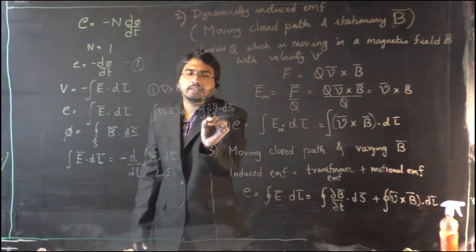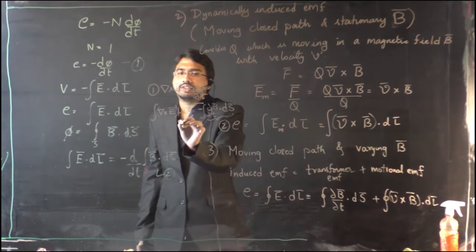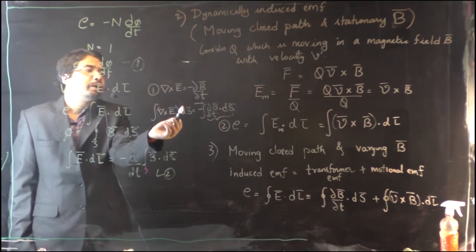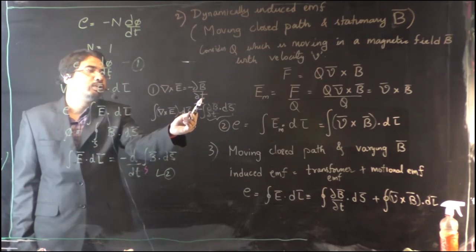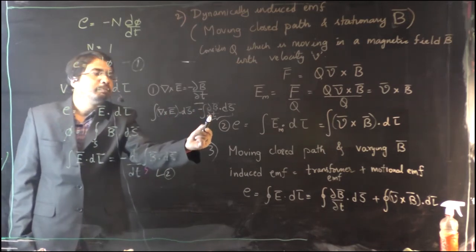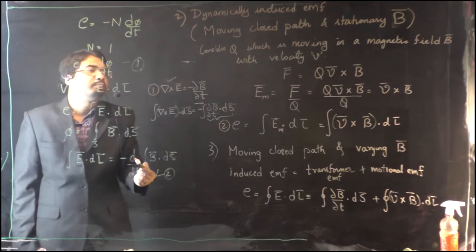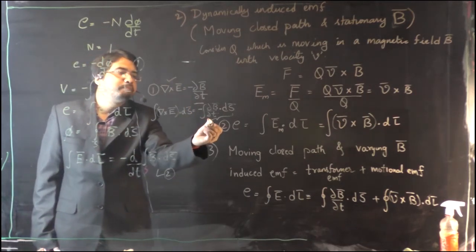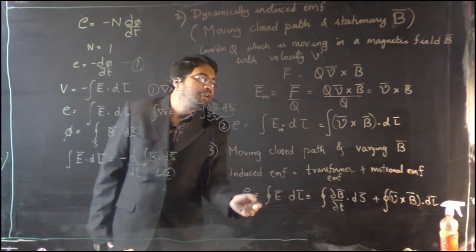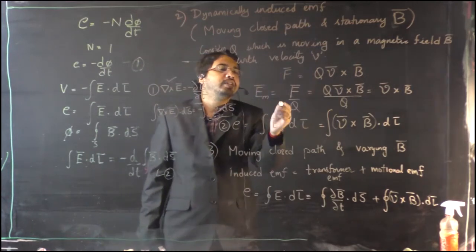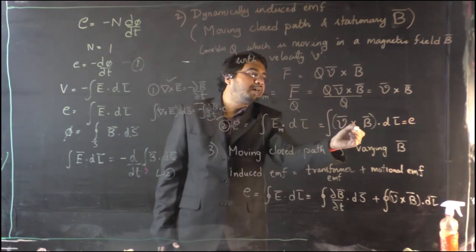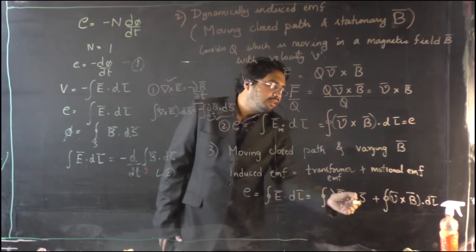So on comparison, in the first case, when the conductor is stationary and magnetic field is varying, what is the expression? Del cross E bar is equal to minus dou B bar by dou T. This equation is very important. And what is the complete transformer EMF? That means induced EMF is integral dou B bar by dou T dot ds bar. And in the second case, dynamically induced EMF, what is the induced EMF formula? Integral V bar cross B bar dot dl bar. So I am writing that here.